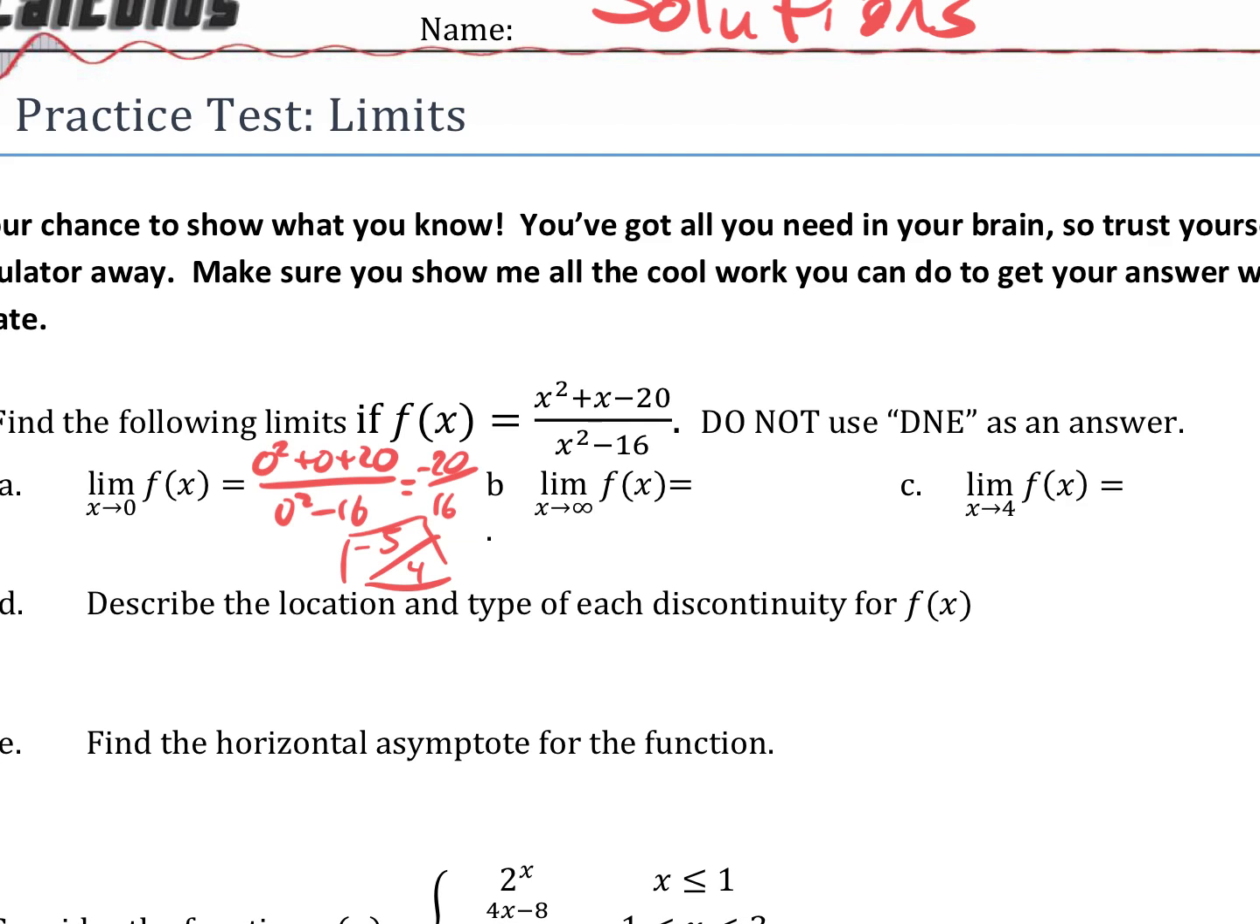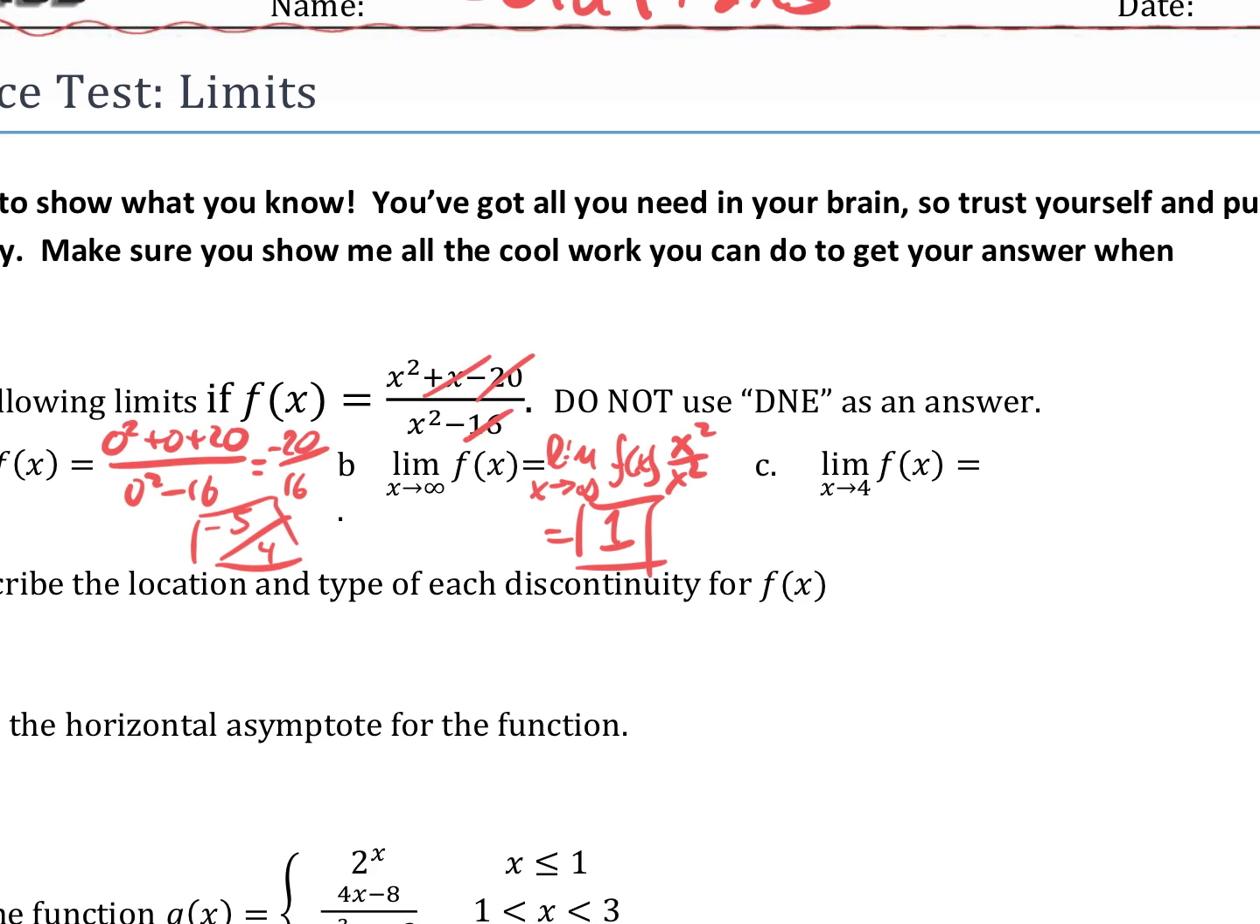Well, what if we find the limit as x goes to infinity? Well, as x goes to infinity, these small things don't matter. So we got only the highest degree in the numerator and the highest degree in the denominator matter. So this is equivalent to the limit as x goes to infinity of x squared over x squared. And what's x squared over x squared? Well, that's just 1 over 1 or 1. All right, so this is going to 1.